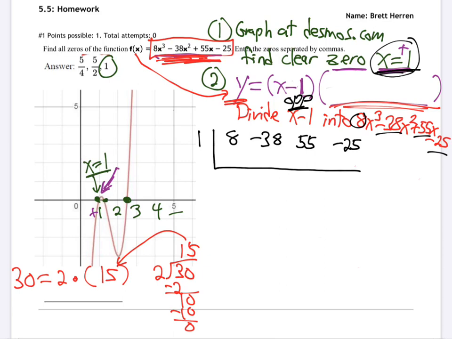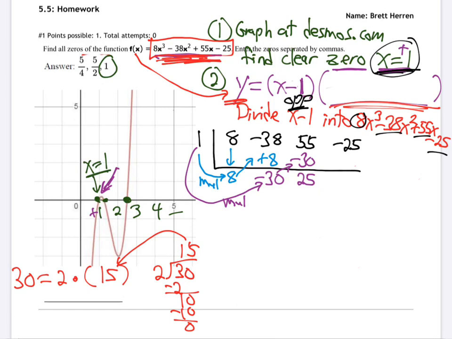Okay, and then remember how this works. You bring down the 8, and then you multiply: 1 times 8 is positive 8. Add them up, and that'll become minus 30, right? And now you take the 1 and you multiply. We're doing synthetic division. 1 times minus 30 is minus 30. Then you add those up. 55 minus 30 is 25.